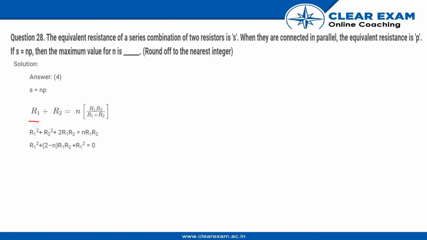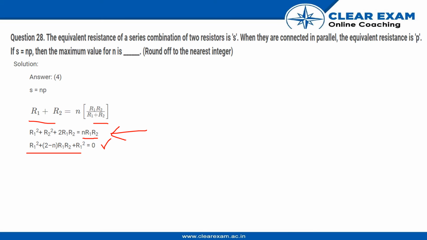We know that the series and the parallel formulas for the two resistors in that combination will be R1 plus R2 for the series one and R1 R2 upon R1 plus R2 for the parallel one, correct? And if we put in the formulas in the relation given to us, we have this relation over here, and once we move the term on the right hand side to the left hand side, we have this relation over here, that is R1 square plus (2 minus n) into R1 R2 plus R2 square.